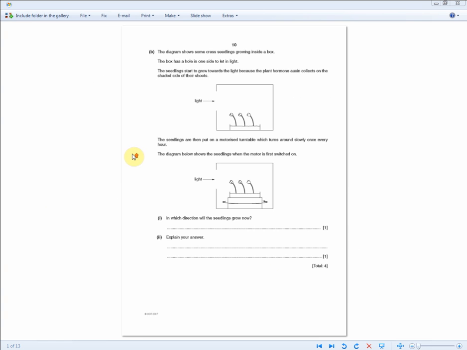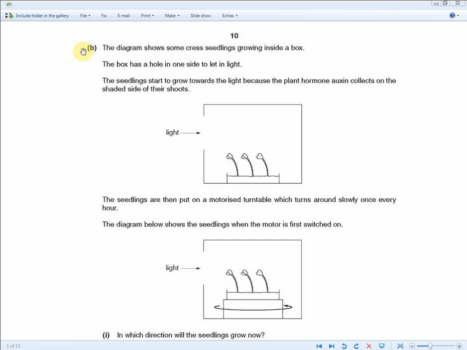Next question is all about auxin. So let's read the question. The diagram shows some cress seedlings growing inside a box. The box has a hole in one side to let light in. The seedlings start to grow towards the light because the plant hormone auxin collects on the shaded side of the roots. So here's the diagram, light comes in from this side, so therefore only this side of the plant or the seedlings will be exposed to the light.